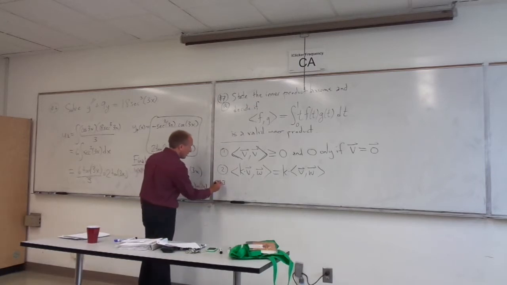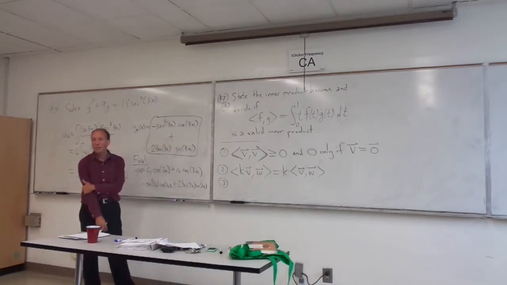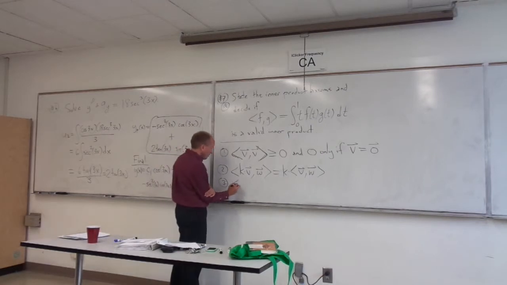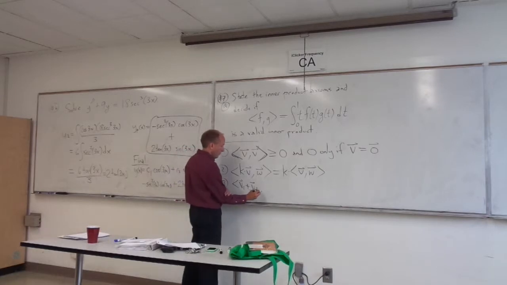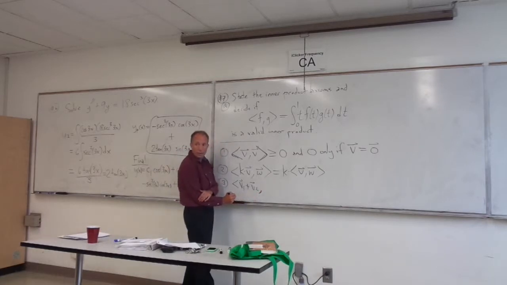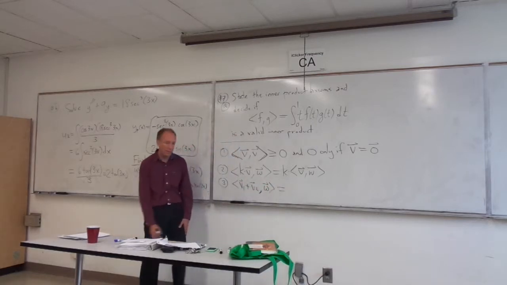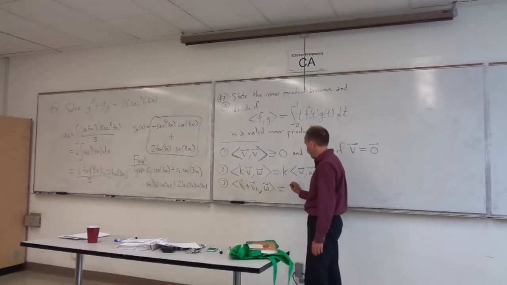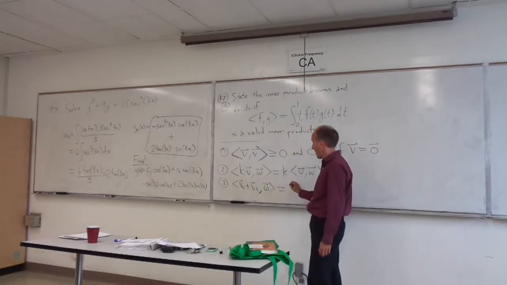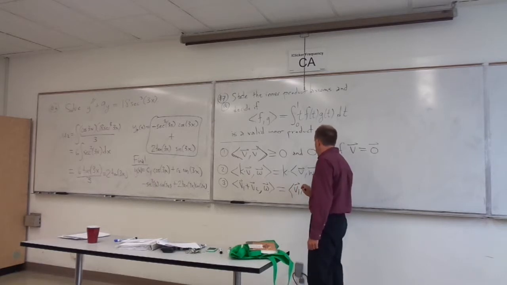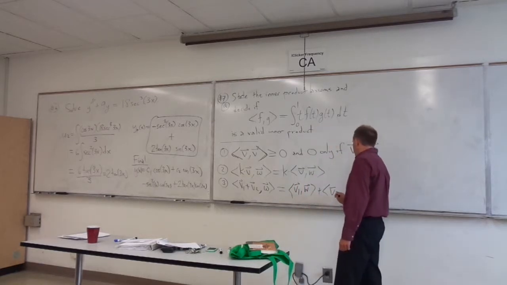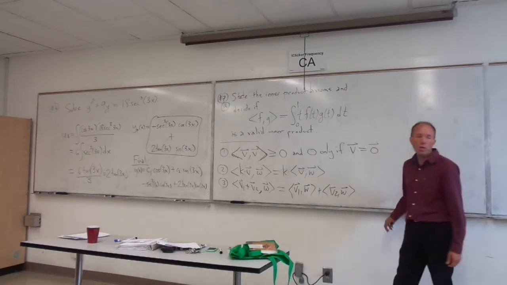Okay, can somebody give me another axiom? V1 plus V2, times W. Yeah, just use whatever letter you want. Okay, W, good, is equal to the inner product of V1 with W plus the inner product of V2 with W. That's it. There we go. So it respects addition, basically.